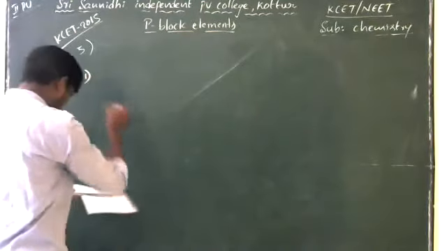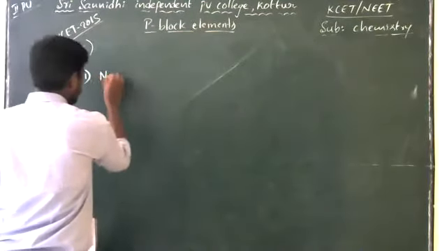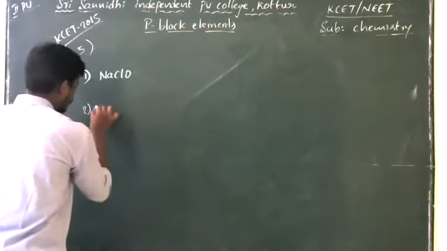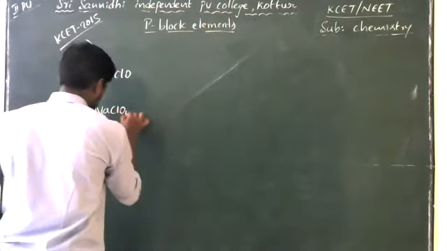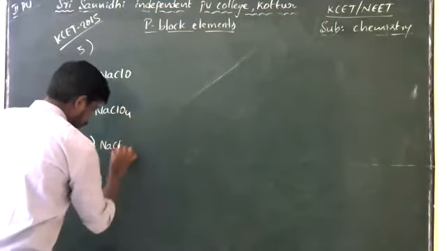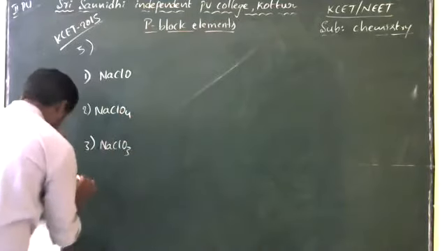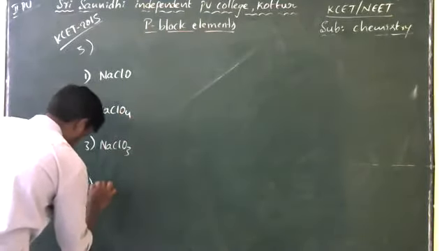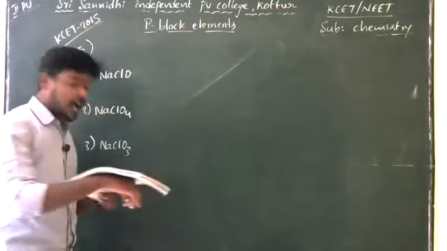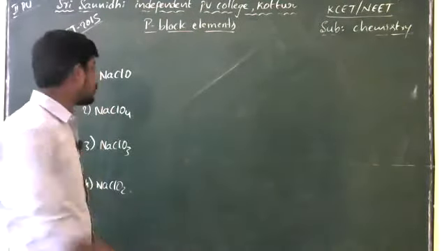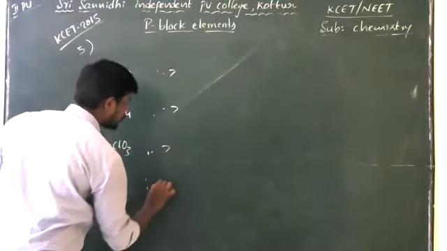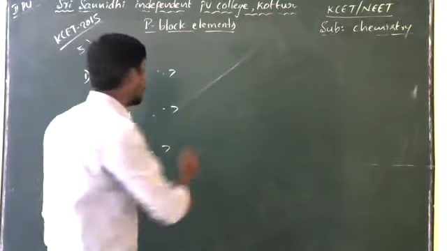First one, NaClO. Second one, NaClO4. Third one, NaClO3. Fourth one, NaClO2. Right. So look, the aqueous solutions of these salts are not reacting with water on their own, so write down the reactions of these salts with water.